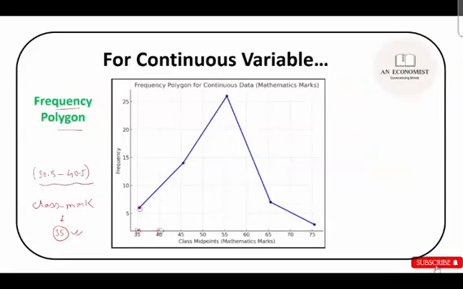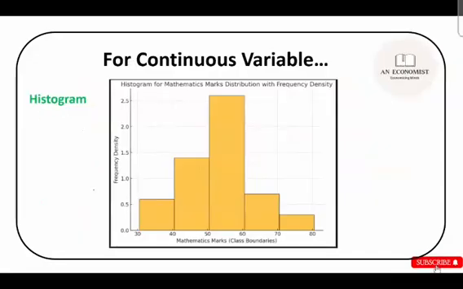Then for 55, you will plot the value. For 65, plot the value. For 75, plot the value, and just join them with line segments, and this will give you your frequency polygon. And the most important and mostly used diagram for depiction of a continuous variable is the histogram.